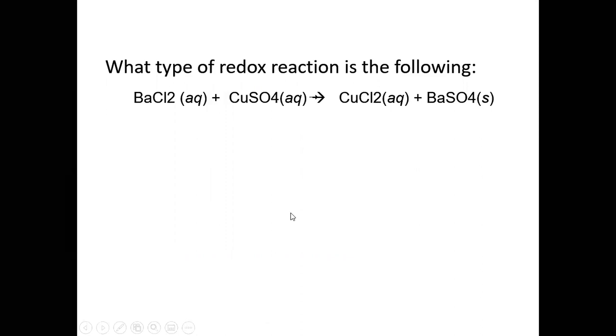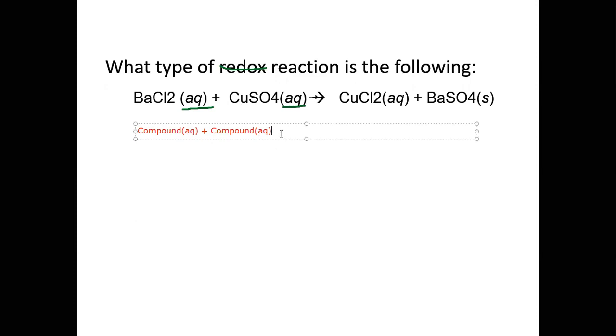So here we want to determine what type of reaction. It doesn't necessarily need to be redox, so let me scratch that out here. We just want to know what type of reaction the following is. And so when we look at this reaction, there's a few things here. We notice that the reactants are aqueous compounds. So we have two compounds which are aqueous. And we form, as products, a compound that is aqueous and a compound that is solid.